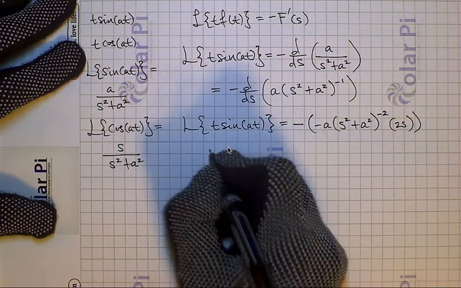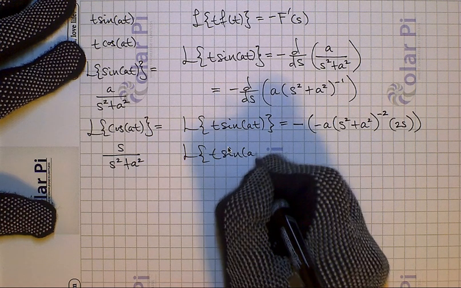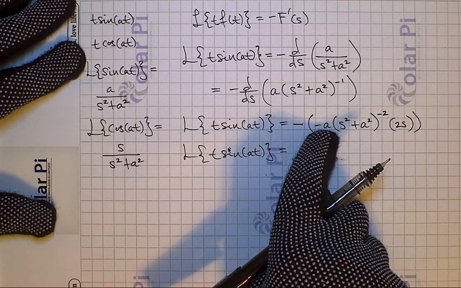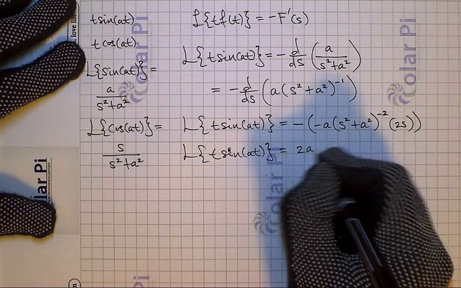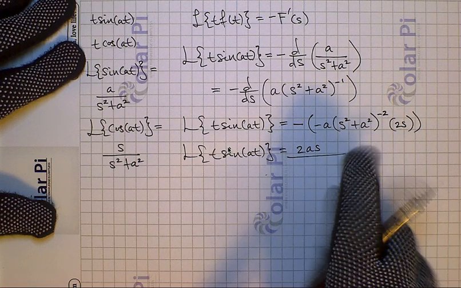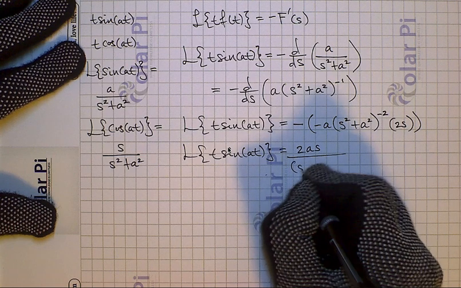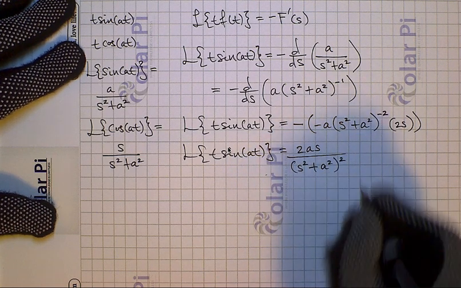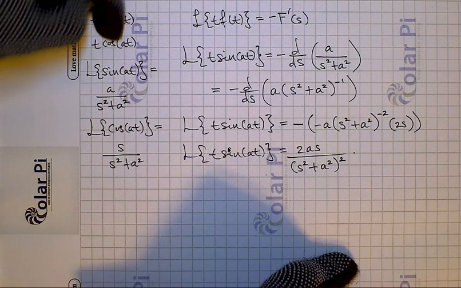So then we have L of t sine at is equal to, what is this? Negative is positive. A times 2s is 2as, divided by, I'm going to put this downstairs with a positive exponent, s squared plus a squared all squared. And this is it. And do I really have to do t times cosine at now?